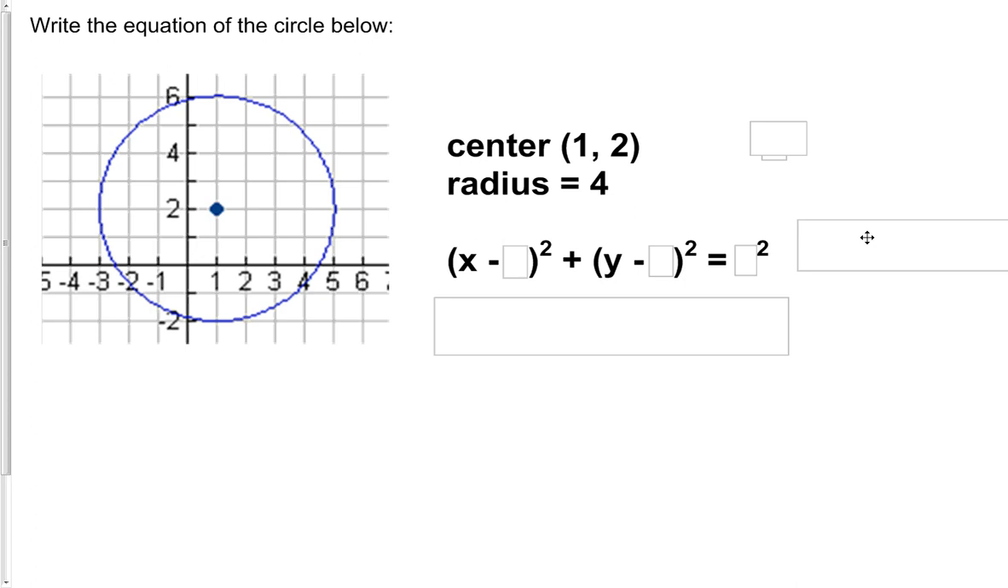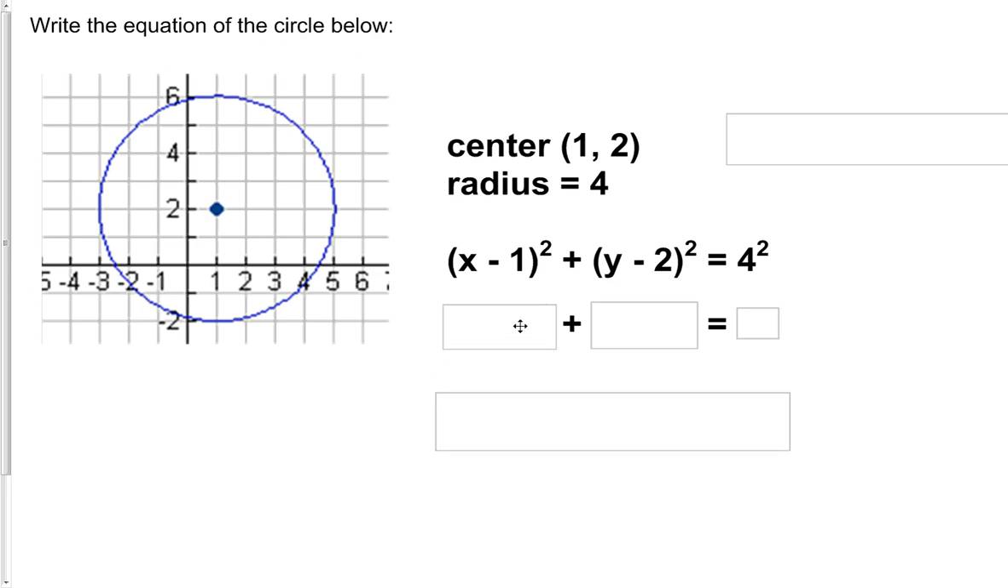And then we just pop that into our equation. x minus the x-coordinate of our center, so in this case positive 1. y minus the y-coordinate of our center, positive 2. And our radius is 4, so it's going to be 4 squared on the other side. So we simplify that down, and nothing's going to simplify here. This is going to stay the same, and 4 squared goes to 16. So that's the equation of this circle.